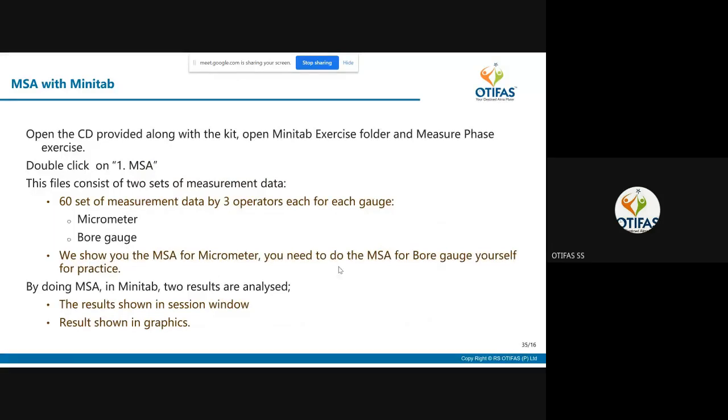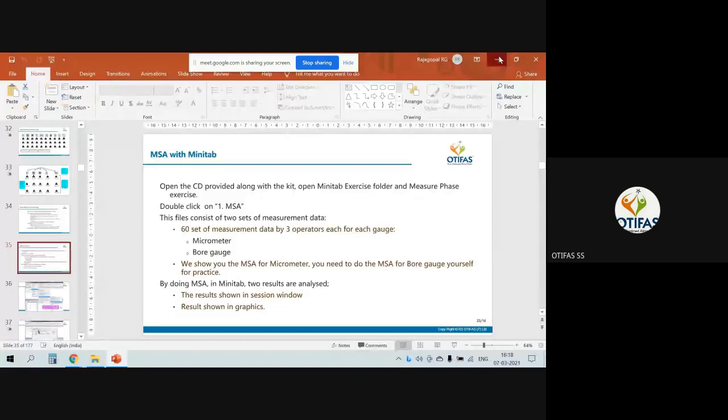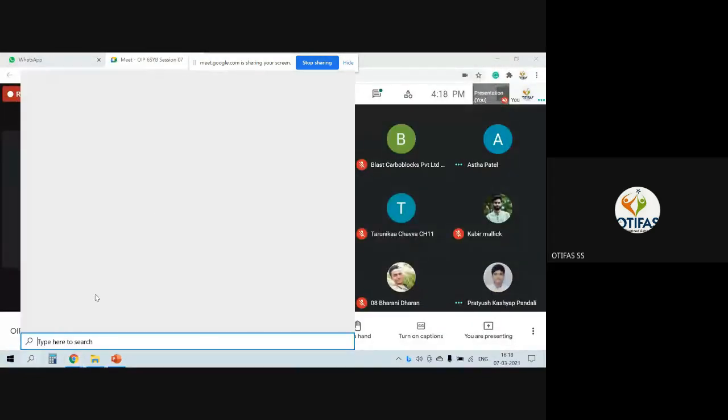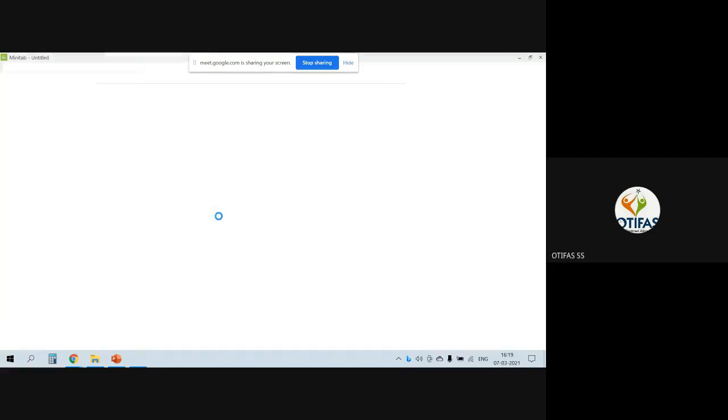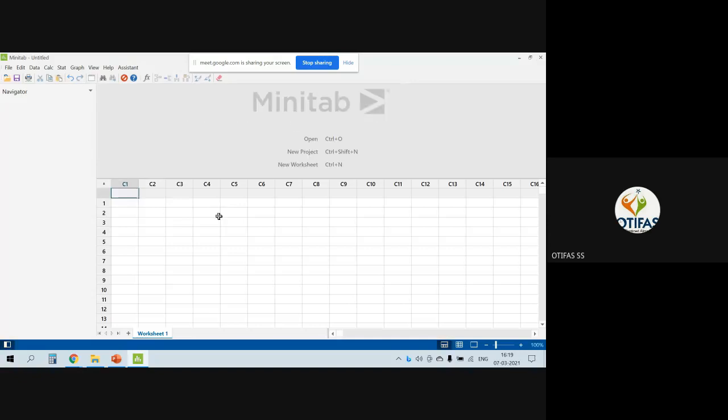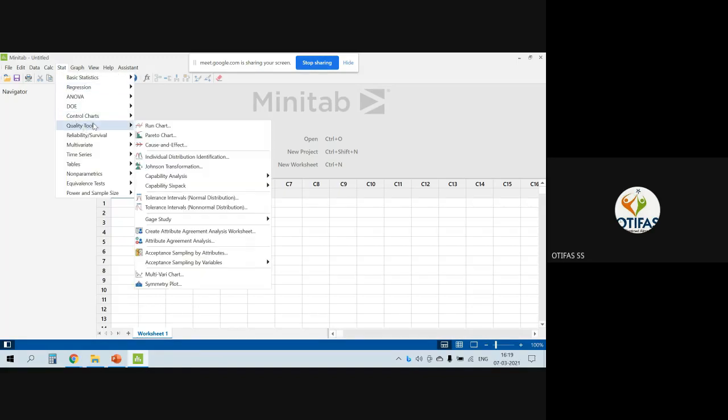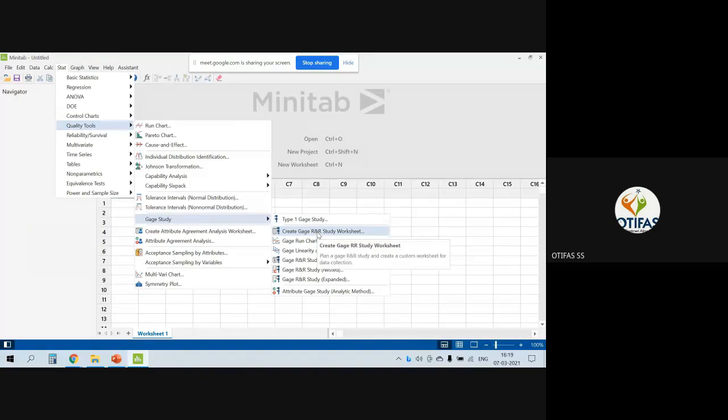In Minitab. Before that, let me take you through planning for an MSA. That day I explained what Minitab is, the different windows, the session window and worksheet window, etc. Now you want to make a plan for the worksheet. How will you conduct an MSA practically? Let us understand it. I'll go to Stat, Quality Tools, then Gauge Study, and then Create Gauge R&R Worksheet.